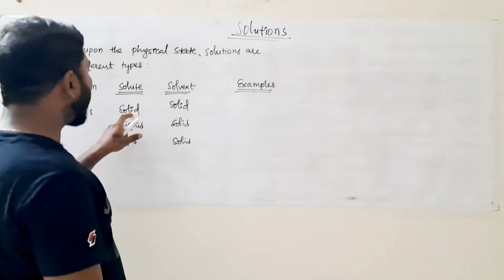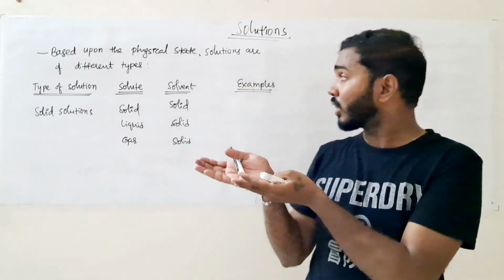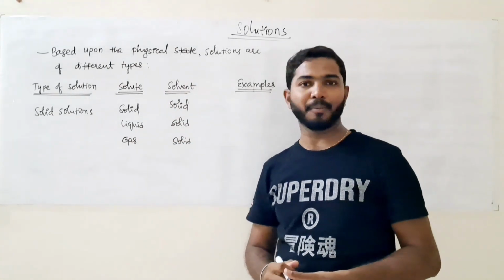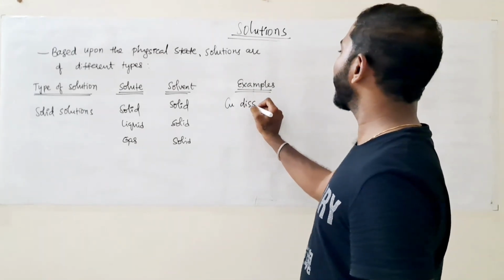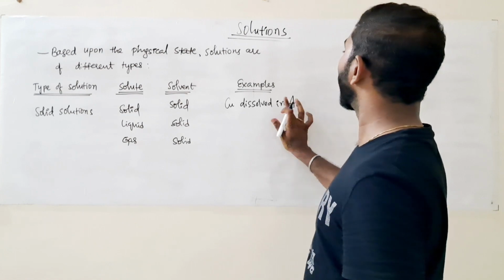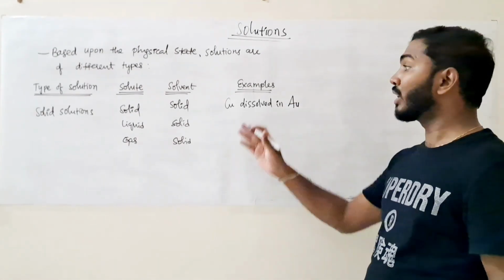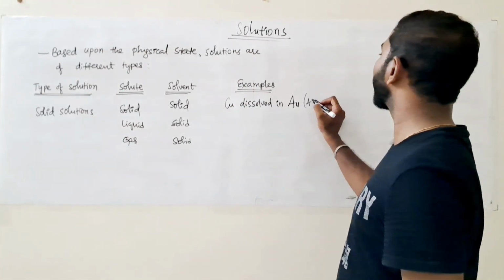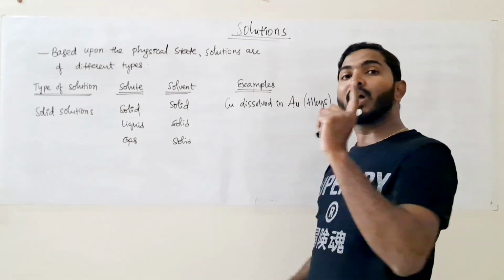Now, what do you mean by solid in solid type of solutions? Where the solute's physical state is solid and the solvent's physical state is also solid. For this, let me give you an example: copper dissolved in gold. This is an example for solid in solid type of solutions. So we can take an example, that is alloys, which doesn't include amalgams.